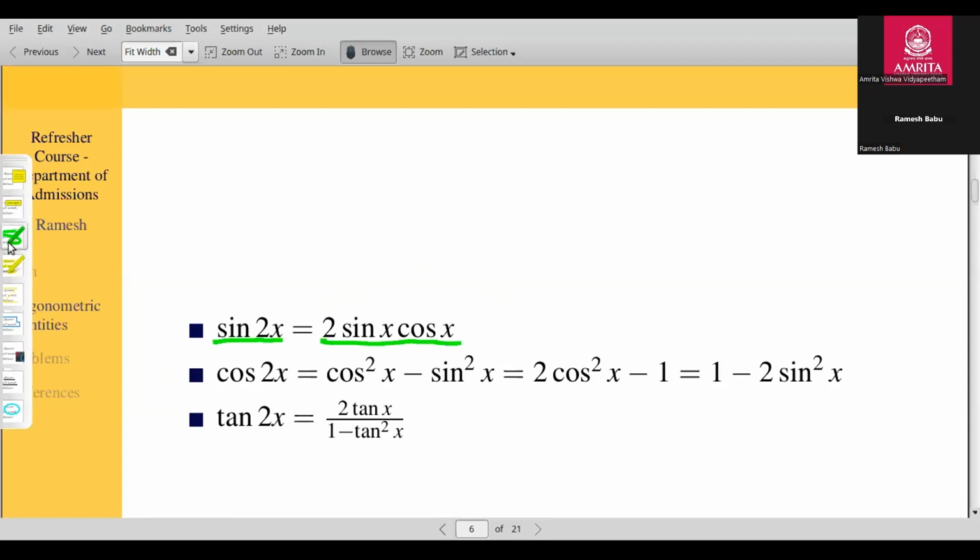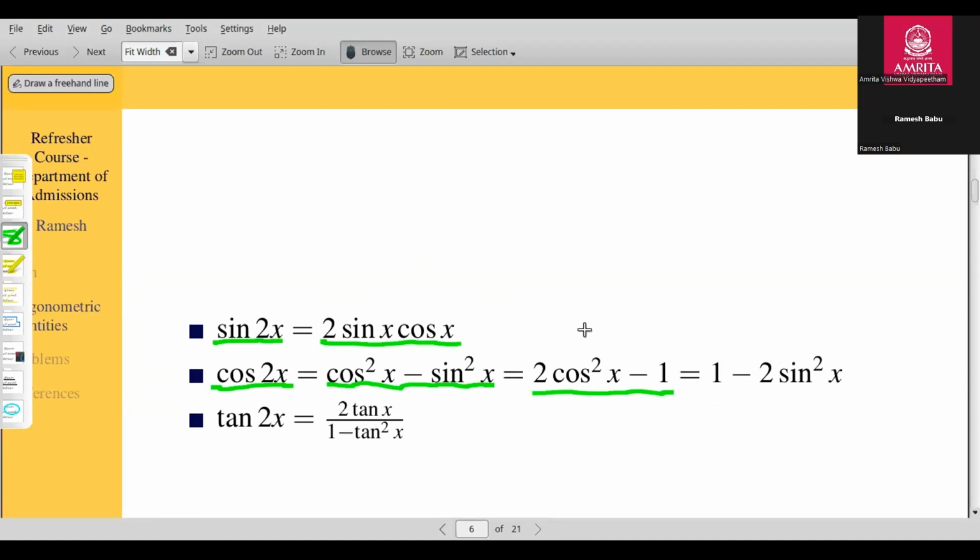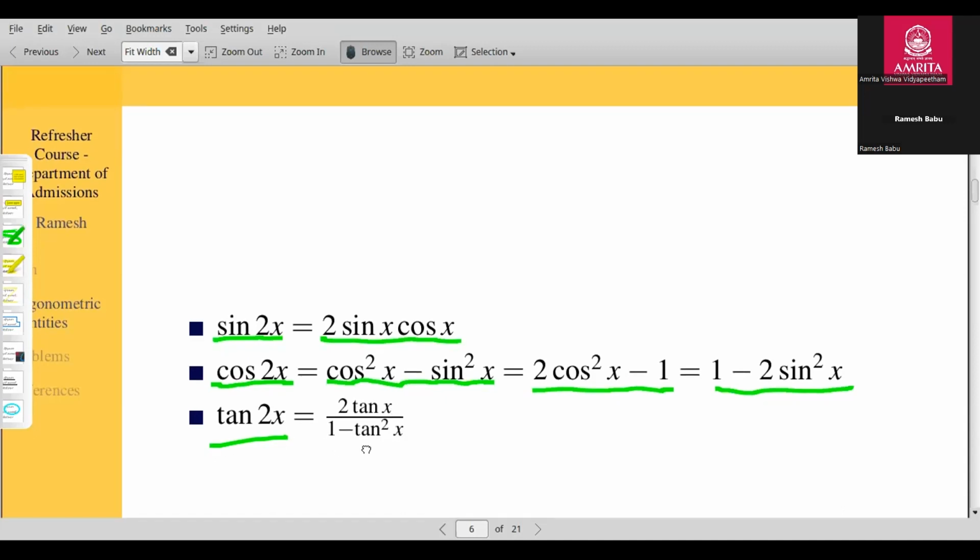And similarly, I can have another identity, cos 2 theta is equal to this. This is one formula, one identity, and this is another identity, the second identity, and this is the third identity, right? So this cos 2 theta has three kinds of identities, and after this tan 2 theta is 2 tan theta by 1 minus tan squared theta. Okay.